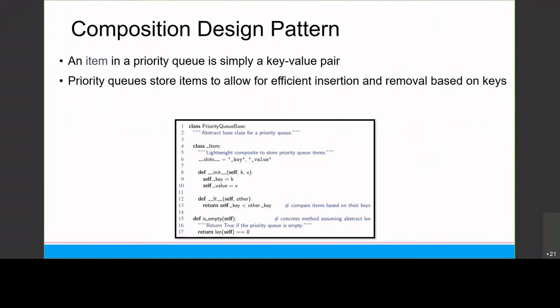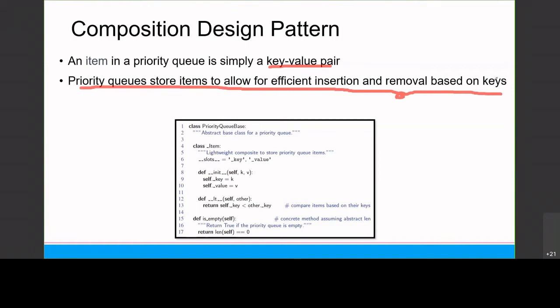I also give you the code in e-class, so you can check the code. Okay. In the code, we will have the key and value. We will have the key and value. And the priority queue stores items to allow for efficient insertion and removal based on keys.